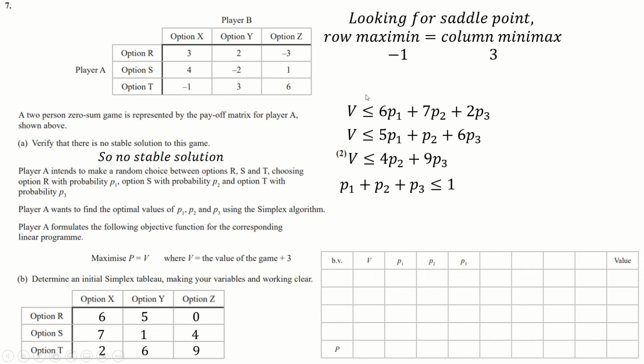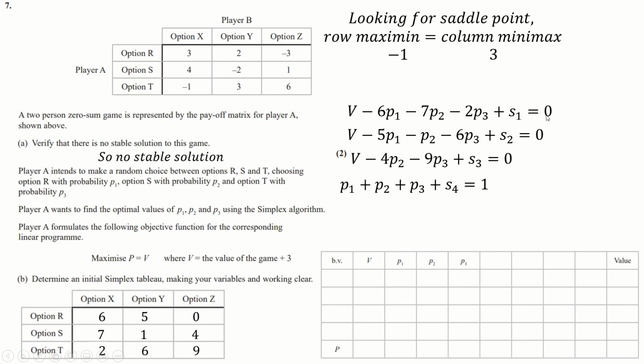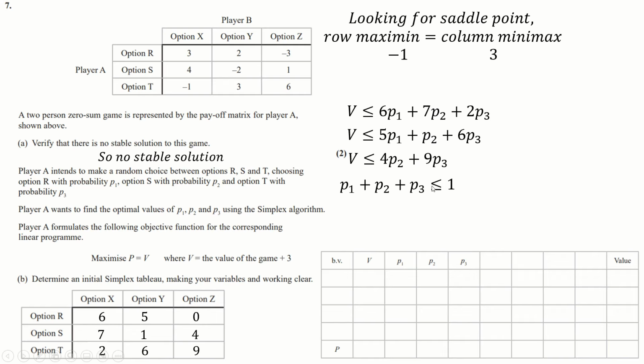So let's move all of these to the same side as we do in D1 simplex and add in S1 to make it equal 0, because of course we'll be less than or equal to 0 if we add all these over. So add in our slack to be equal to 0. Likewise with the one underneath, and likewise with the one underneath, just add in S2 and S3, and just add in S4 here to make it equal 0 there.